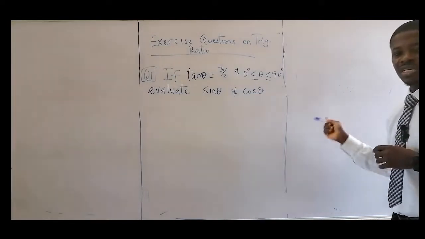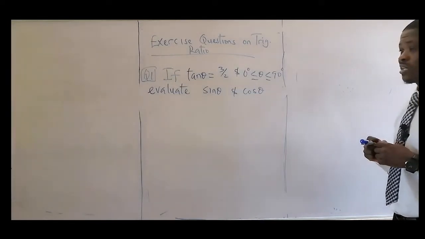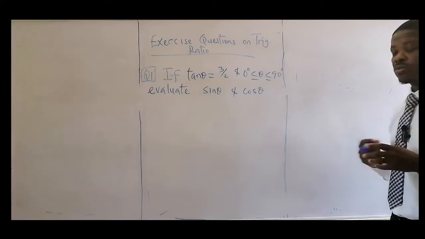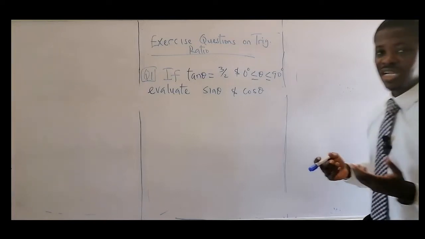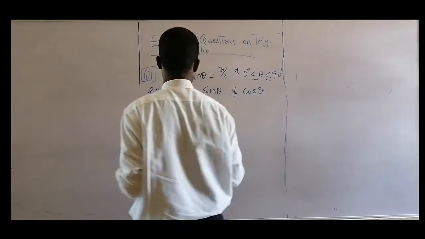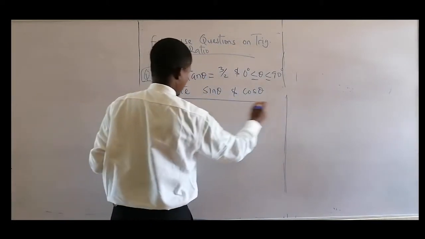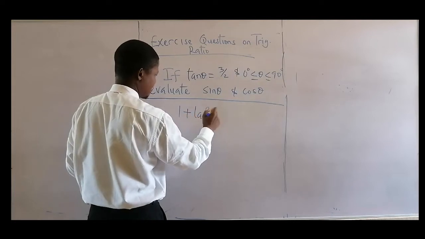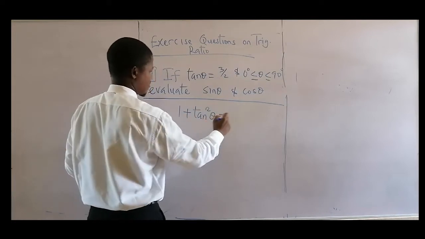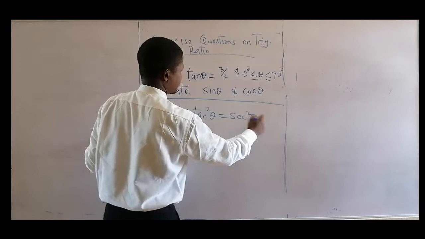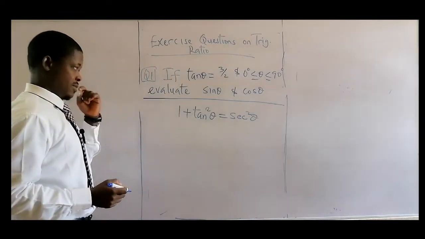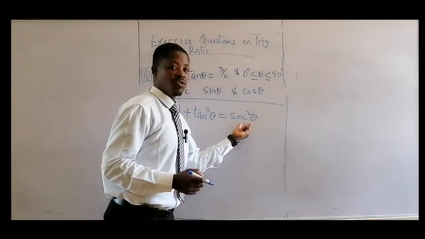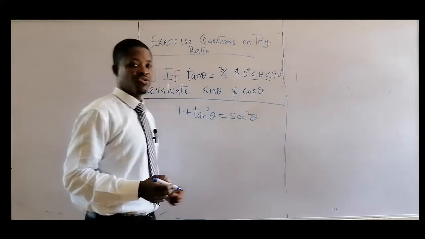We can draw the right-angled triangle, or we can also use identity. Let's see the one that connects. You can use this one, 1 plus tan square theta equal to sec square theta. Okay? And don't forget that sec is what? 1 over cos. So from there we can get the cos.